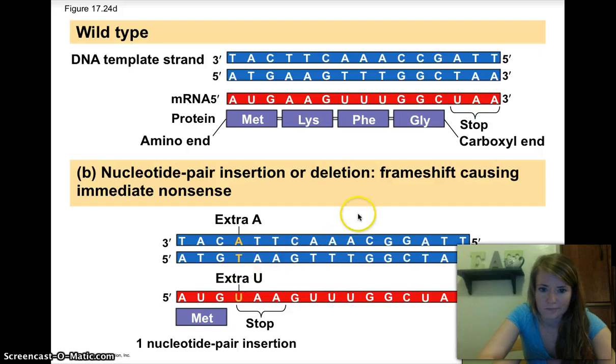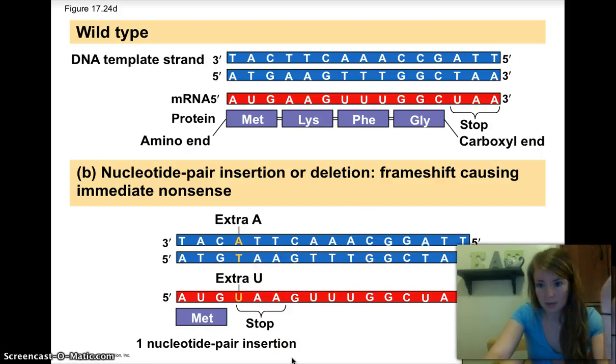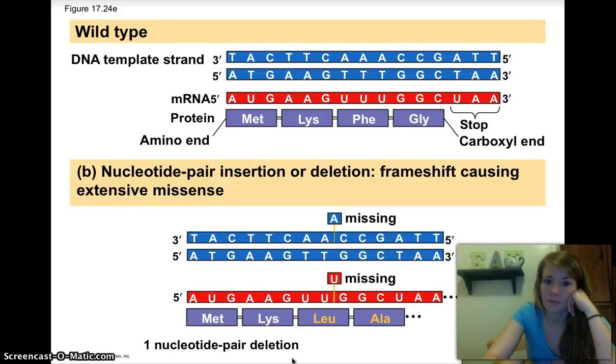there's no other examples in here, but if you took out one and you had a premature stop codon, that would also be immediate nonsense. Then sometimes we take out one and it causes extensive missense afterwards.